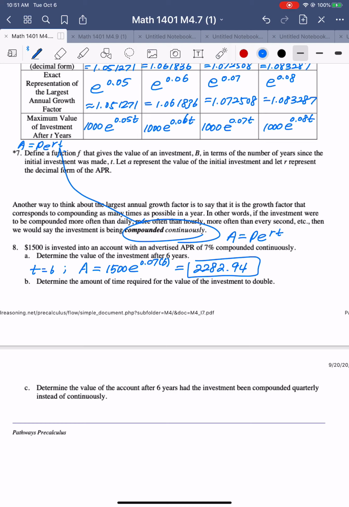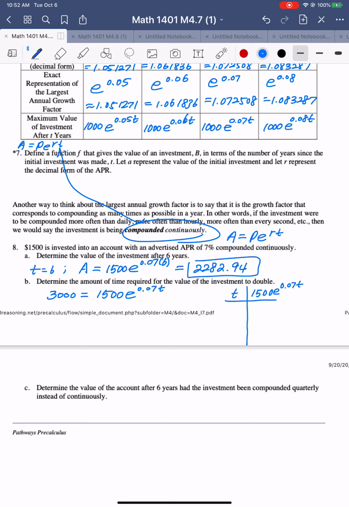Now determine the amount of time required for the value of the investment to double. Double means from 1500 to 3000. So in order to get 3000 from 1500 e to the 7% for t, we're looking for t. How many years are we going to need? So I want to make a table for t to plug into 1500 e to the 0.07t. But A for 6 years is already 2,282, right?